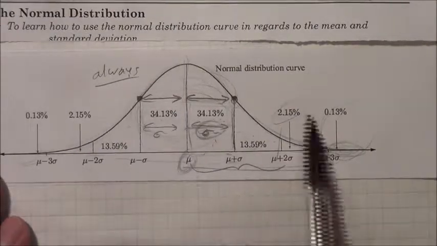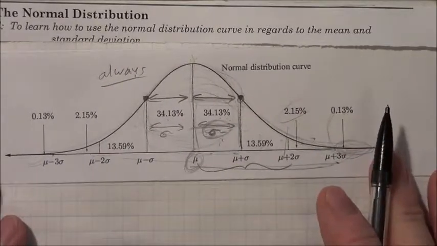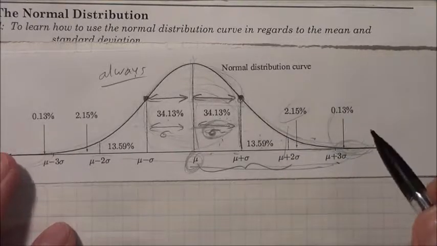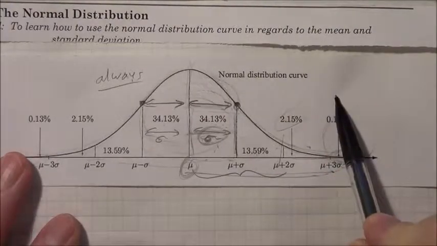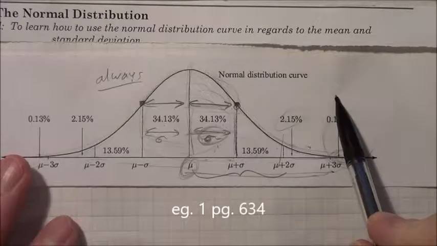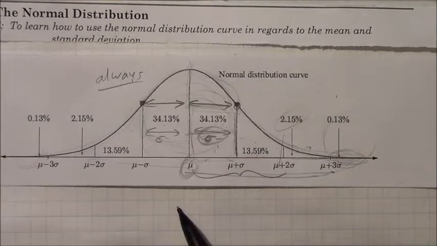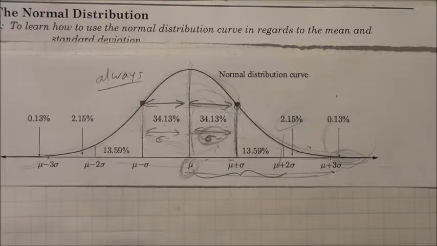We're going to be using a lot of this, so you're going to have to know this fairly well in next lessons and examples. Now that you've finished this, I'd like you to take a look at example 1 on page 634, and then take a quick look from page 634 to 635, exercises 2 through 5 and 7 to 13 before coming to class tomorrow.